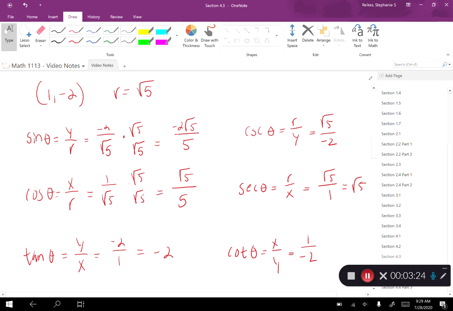Tangent theta, y over x, so that's negative 2 over 1, which simplifies to negative 2. Cosecant theta, r over y, so that's square root 5 over negative 2. Nothing to rationalize there, and so you're done with that one. Secant theta, r over x, so that's square root 5 over 1, which is just square root 5. And cotangent theta is x over y, so that's 1 over negative 2. Again, nothing to simplify on that one.